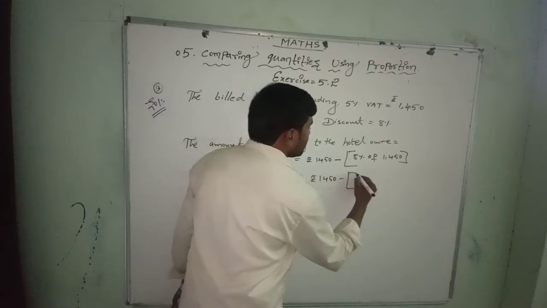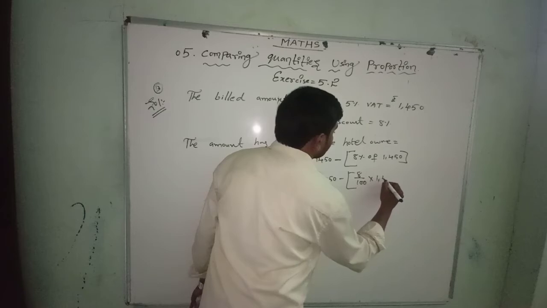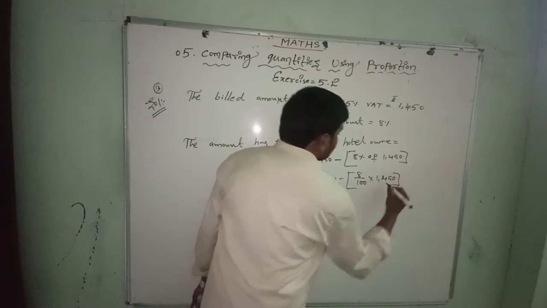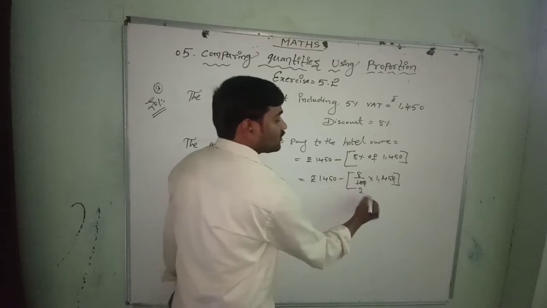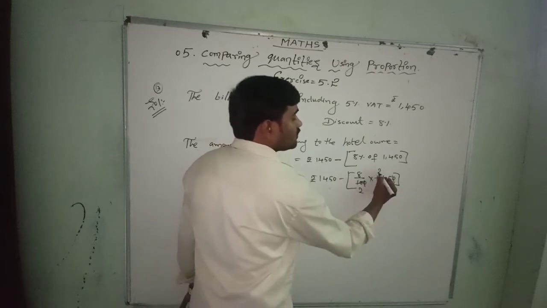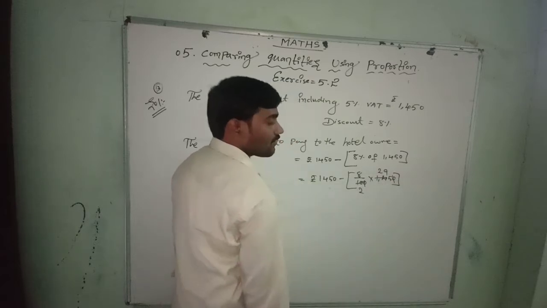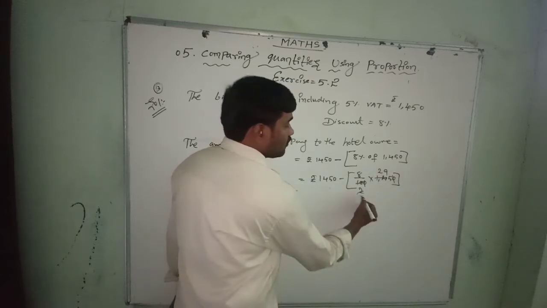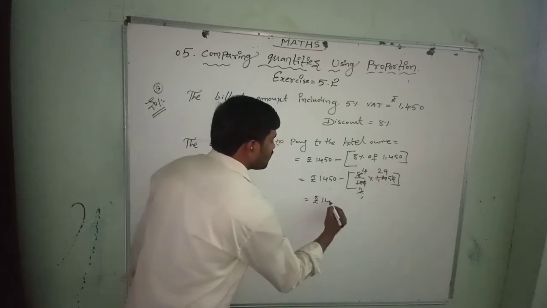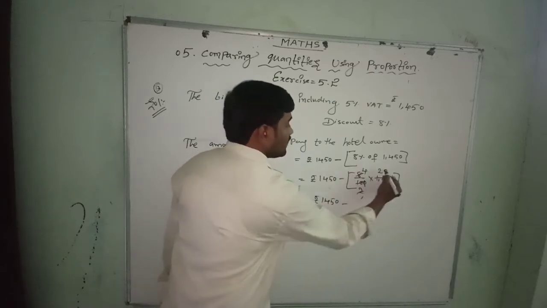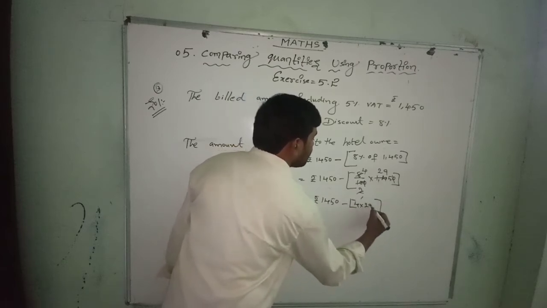1,450 minus 8 by 100 into 1,450. Here 10 and 10 get cancelled. 5 2s are 10, 5 2s are 10. 4 left, that becomes 45. 5 9s are 45. Then 2 1s are 2, 4s are 80. That means rupees 1,450 minus 8 into 4 into 29.